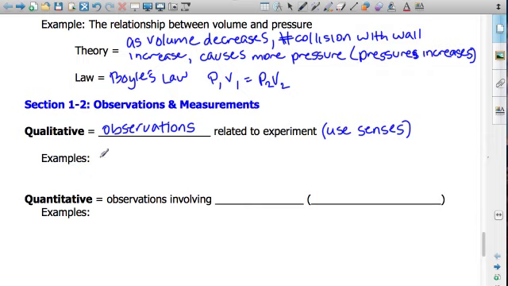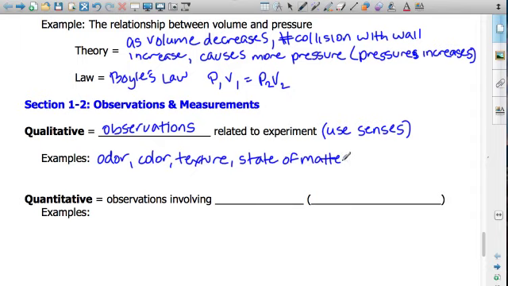For example, smell, so odor would be a qualitative observation. Color, you're using your sight to look at color. Texture, the state of matter that a substance is in. Formation of a solid, a liquid, or a gas.